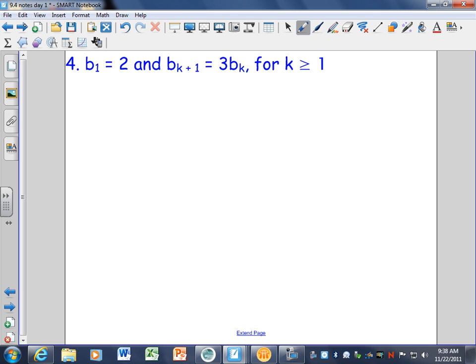Oh, so let's do another one. Same rules as the last one. So write the first 4 terms and then figure out the 8th term.